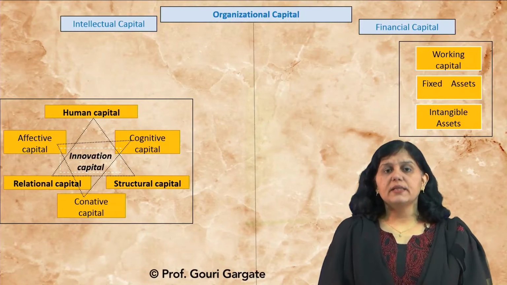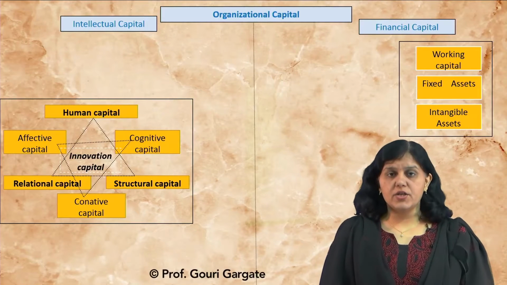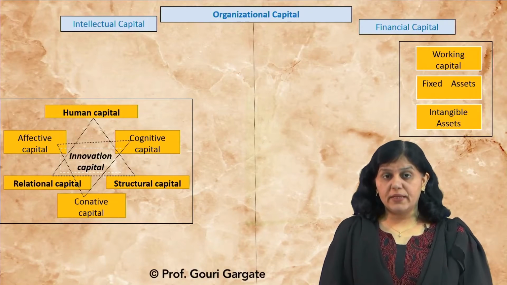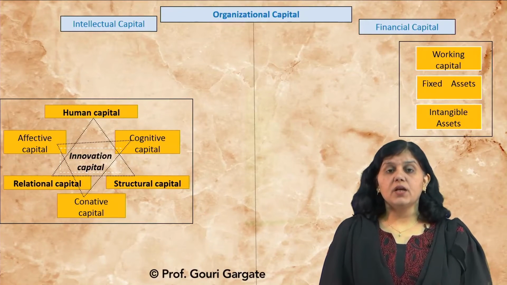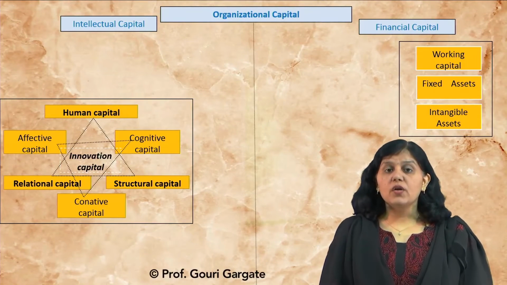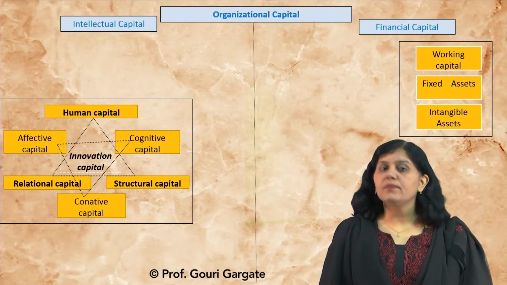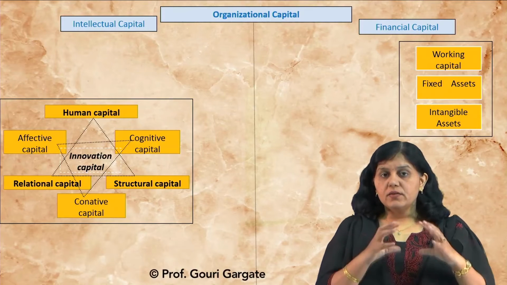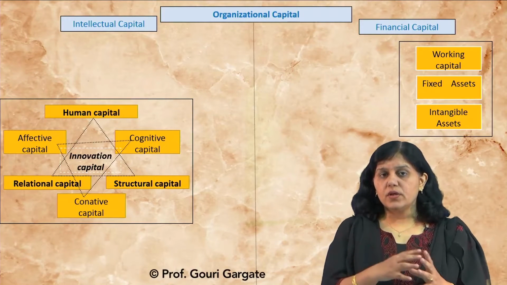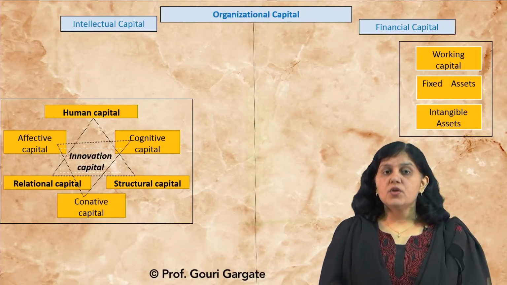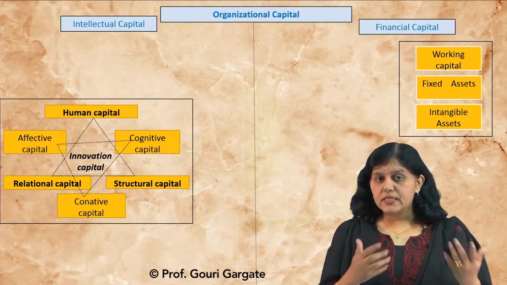So two parts are there, that is intellectual capital and financial capital. In the first week we have seen what intellectual capital is, and we have seen human capital, structural capital and relational capital, along with affective capital, cognitive capital and cognitive capital, all these 6 capitals together form an innovation capital. Now this innovation capital is important to create that particular invention or innovation. So how are you using this for research planning?